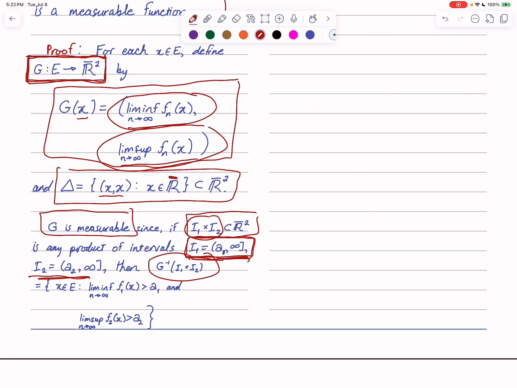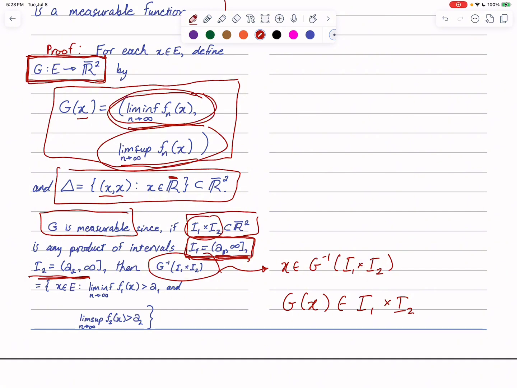So that's the goal. Now this pre-image, let's think about what it means, right? It means that G of X is inside the interval. So just to give an extra step here, this writes X is in this pre-image if and only if the image of X is in the product of the intervals. And to be in the product of the intervals means that the first coordinate, which is the lim inf, needs to be bigger than the lower bound defining the interval.